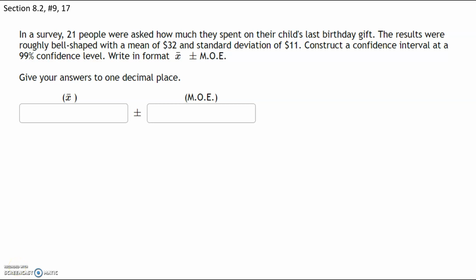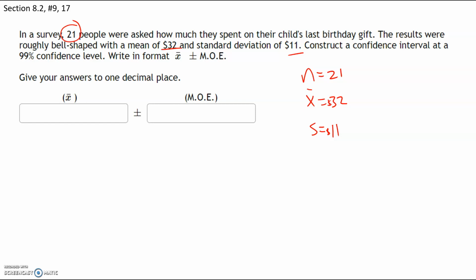All right, in a survey, 21 people were asked how much they spent on their child's last birthday gift. So the number of people we're surveying, that's going to be our N, which is our sample size. The results were roughly bell-shaped with a mean of 32. So our mean is going to be $32. And a standard deviation of 11, so our standard deviation is $11.